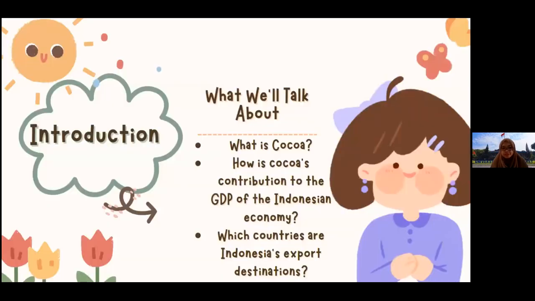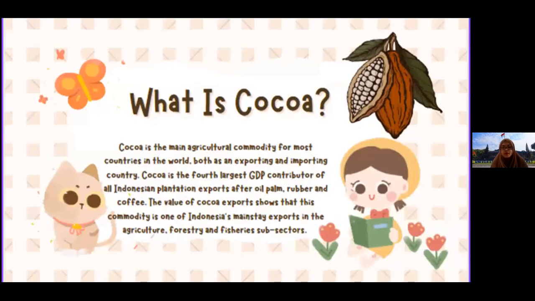First is the introduction, and what we'll talk about. First, what is cocoa. The second is how cocoa contributes to the GDP of the Indonesian economy, and then which countries are Indonesia's export destinations. What is cocoa? Cocoa is a main agricultural commodity for most countries in the world, both exporting and importing countries. Cocoa is the fourth-largest GDP contributor of Indonesia's production after oil palm, rubber, and coffee.